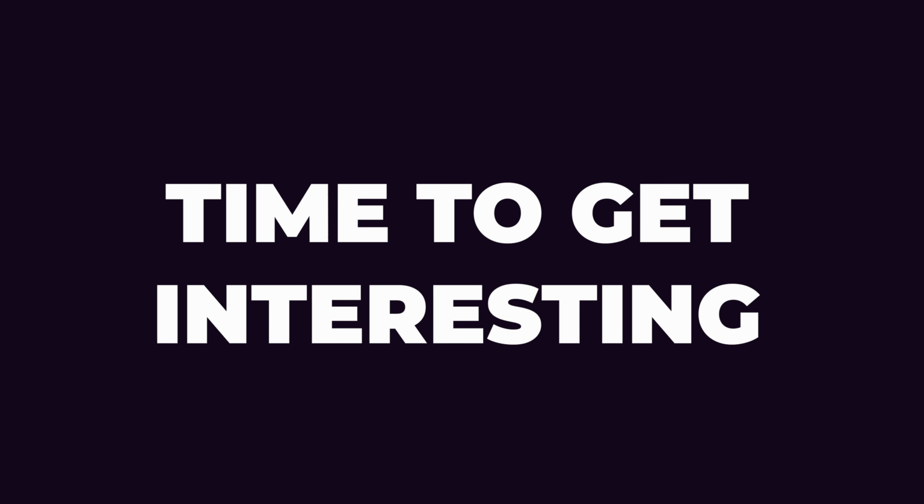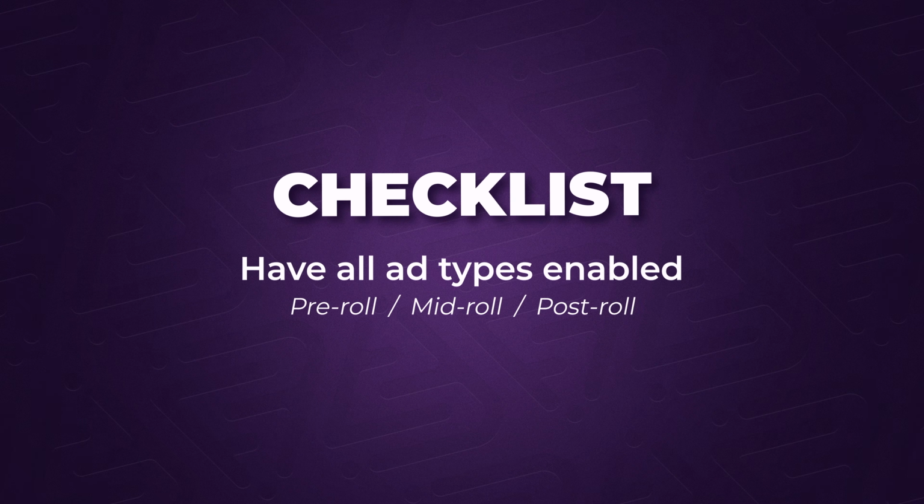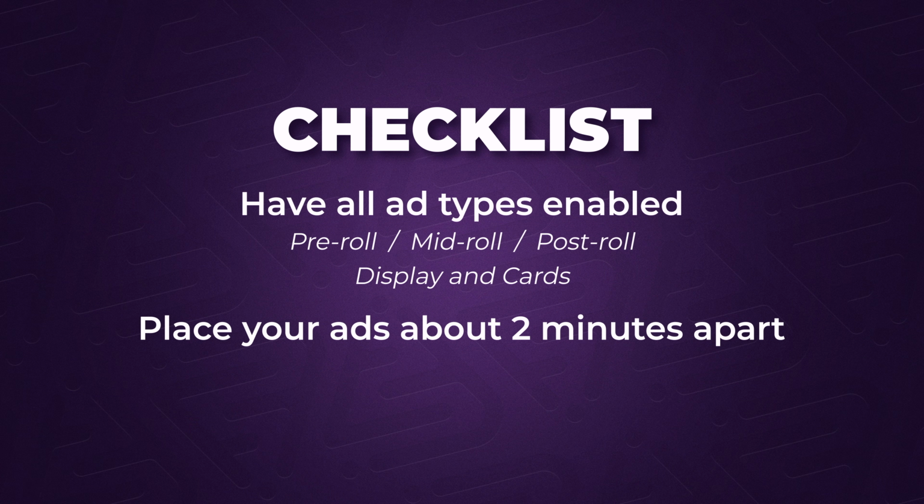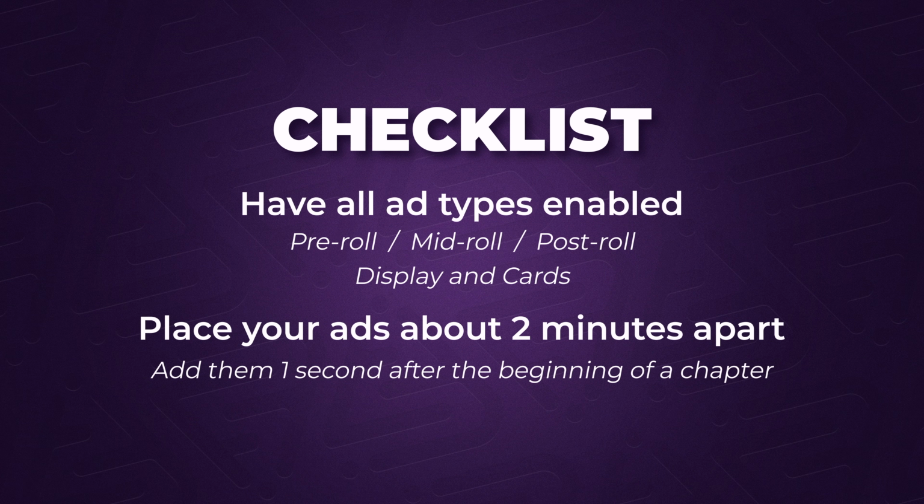But this is where it gets interesting. The advice given from our legendary Discord conversation on how many to place was as follows. First, have all ad types enabled. That means pre-roll, mid-roll, post-roll, and the other everything. Also display and cards, then try to place your ads about 2 minutes or more apart, with the ads being placed 1 second after the beginning of a chapter.